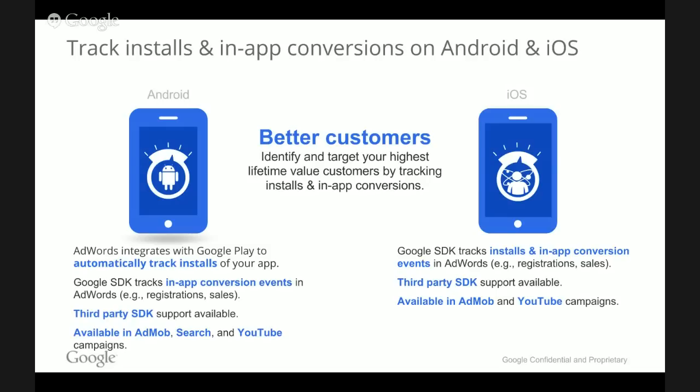When it comes to iOS, we have no option to use codeless solutions. The solutions that we have available are the Google SDK that allows you to track first opens and in-app conversion events, as well as third-party SDKs. Bear in mind that these options are available only in AdMob and on YouTube campaigns. Generally, at the moment, iOS conversion tracking or in-app conversion tracking is not available for either search campaigns or MGDN campaigns. So that's something you have to bear in mind when thinking about tracking the data from your apps. That's something you won't be able to do at the moment.